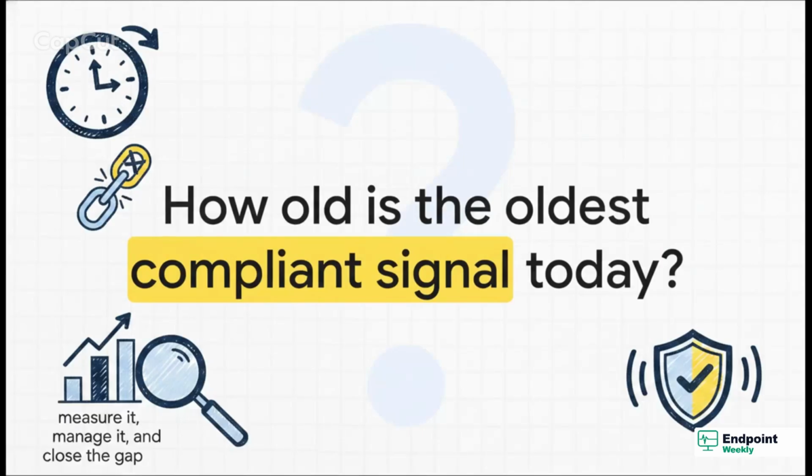So, I'm going to leave you with this one thought to ponder. How old is the oldest compliance signal in your tenant today? Think about it. Ultimately, the dashboard only tells you if a device was compliant at some arbitrary point in the past. But the number that actually matters for a true zero-trust architecture, that's how long ago it was true. You got to measure it, manage it, and close the gap.